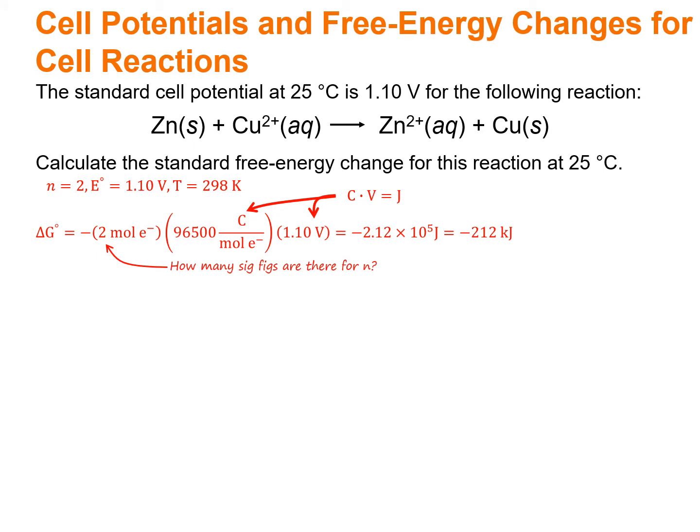Another thing to pay attention to: Faraday's constant is just a constant, so it's not going to limit our sig figs. What about the sig figs on the moles of electrons, the n equals 2 value? Well, that's a counting number, and counting numbers are not going to limit you. So don't put just one sig fig. Go off of the voltage, which has 3 sig figs, so we end up with 3 in the answer.